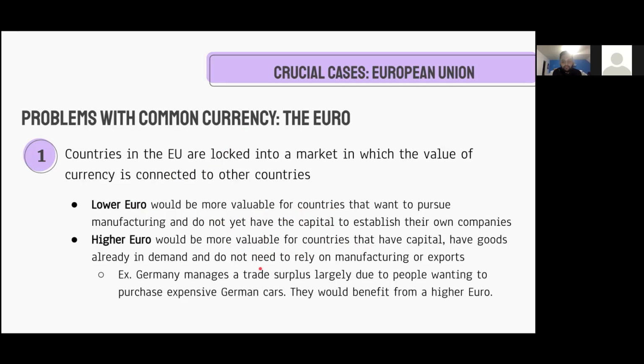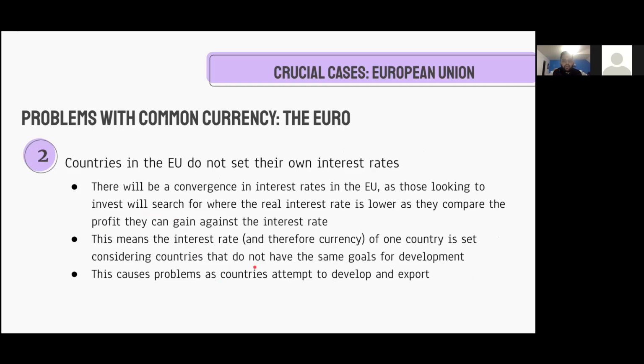So notably, Germany has a very strong automobile economy, right? They want to be able to sell their cars worldwide. They would benefit from a higher exchange rate because people would end up paying more for their cars. This wouldn't be as beneficial for another country that didn't really have this established market in this specific context and was still reliant on manufacturing as their main mechanism of economic growth.